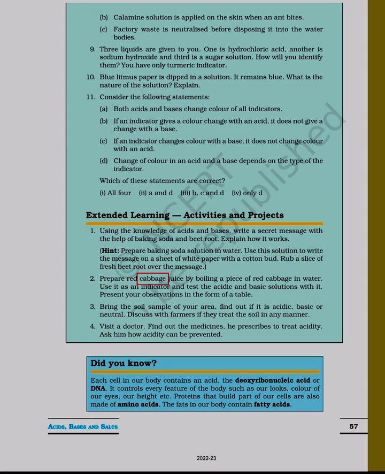2. Prepare red cabbage juice by boiling a piece of red cabbage in water. Use it as an indicator and test the acidic and basic solutions with it. Present your observations in the form of a table. 3. Bring the soil sample of your area. Find out if it is acidic, basic or neutral. Discuss with farmers if they treat the soil in any manner. 4. Visit a doctor. Find out the medicines he prescribes to treat acidity. Ask him how acidity can be prevented.